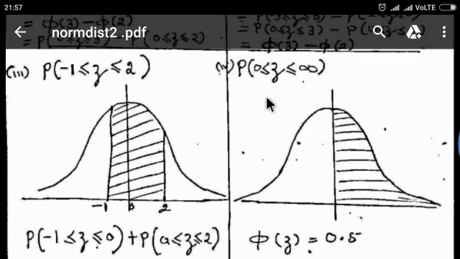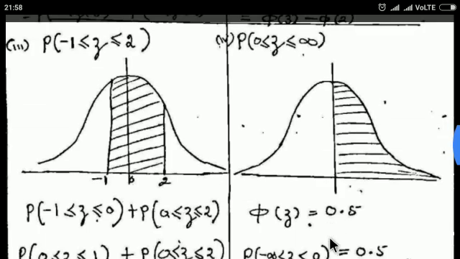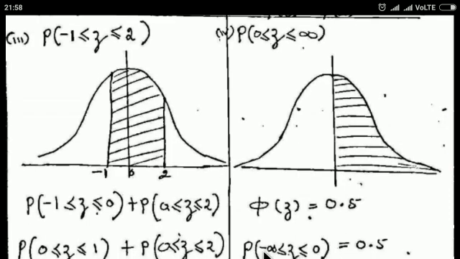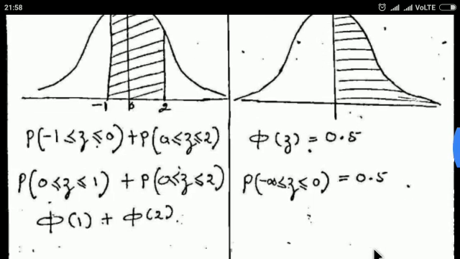Let's look at this curve. Probability of z lying between 0 to infinity. Now z from 0 to infinity means this whole positive side. As we know, the area of this is 0.5. So phi of z in this case is 0.5. Similarly, if I take z lying between minus infinity to 0, this portion, that is also 0.5.